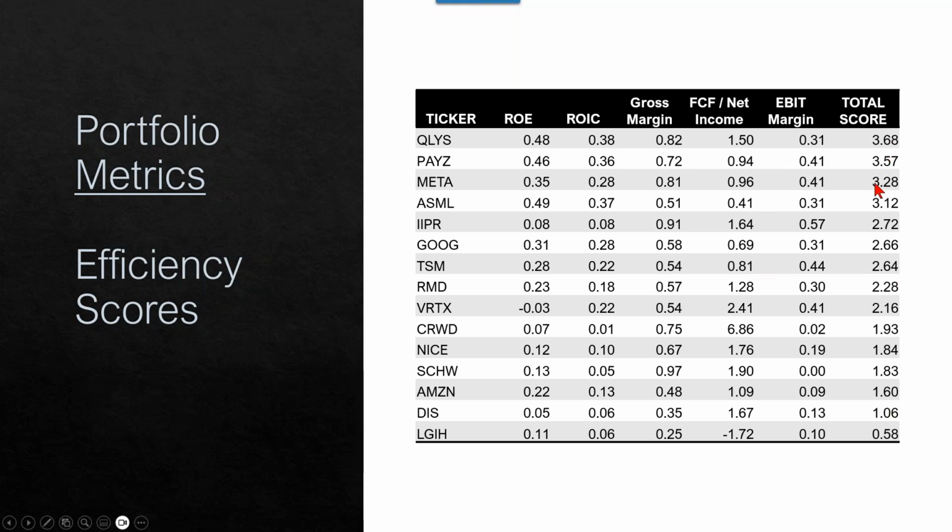This is how efficient the business is being run, and these are sorted from most efficient, which is QLYS, to least efficient, which is LGIH. So these last 4 here, and even NICE, but we just bought NICE, so I wouldn't look at that. But these last 4, we might want to just take a look at.